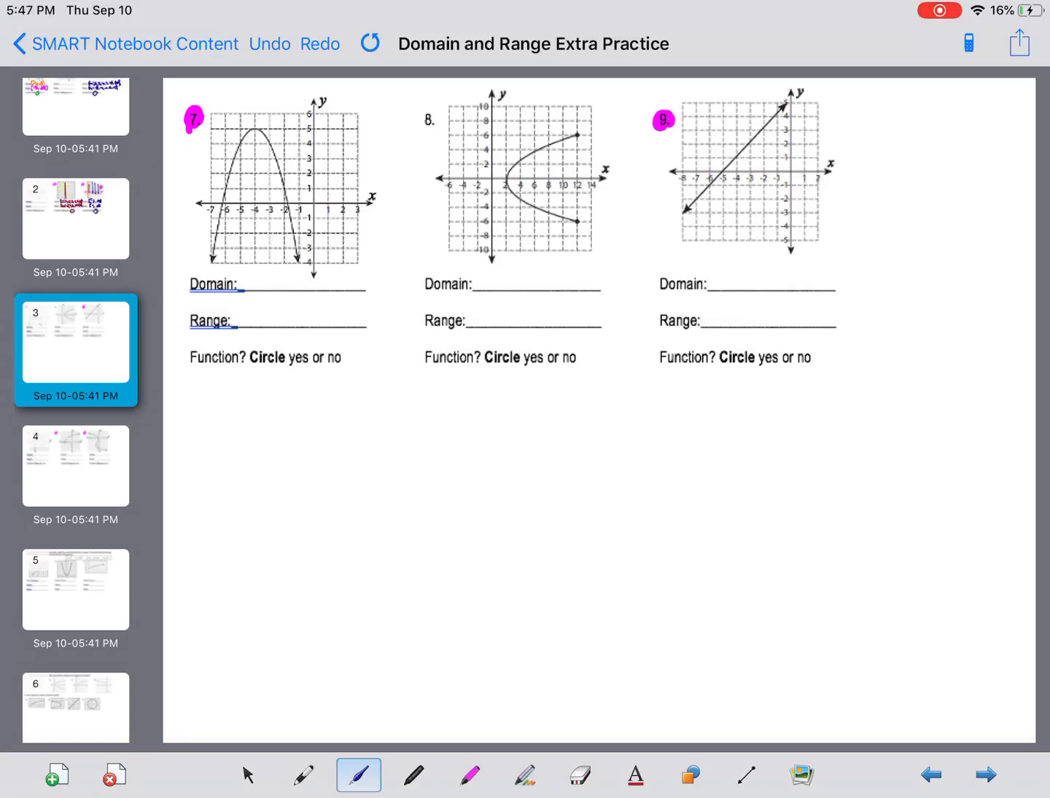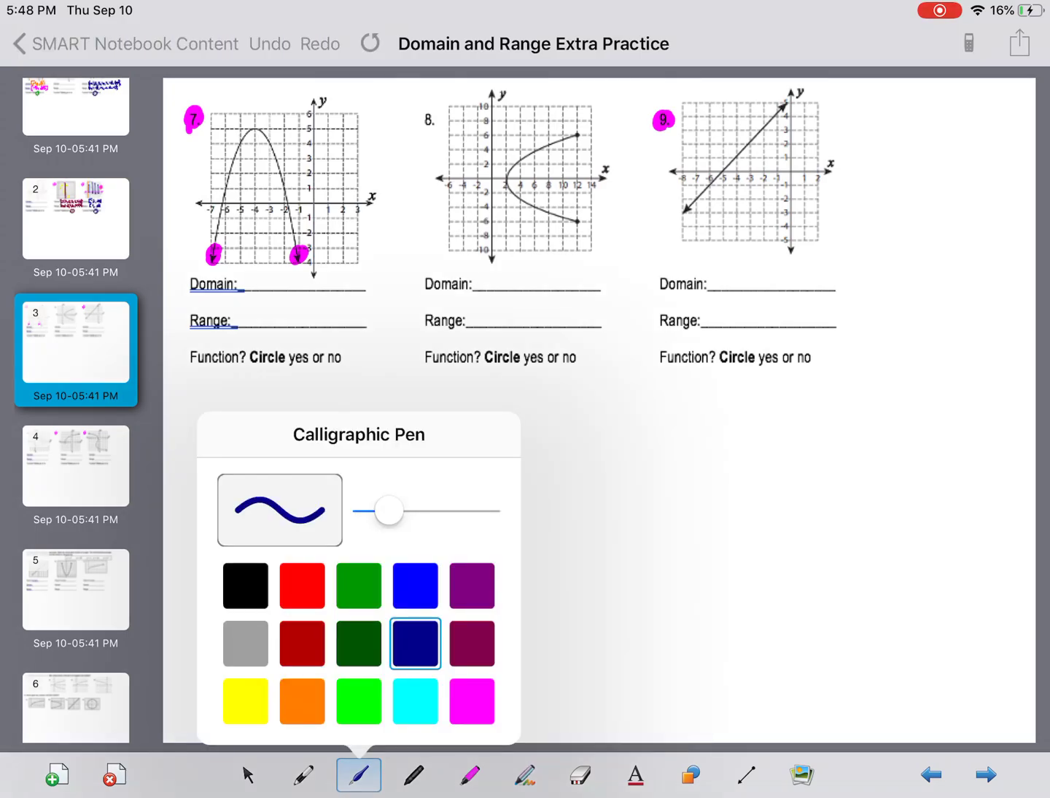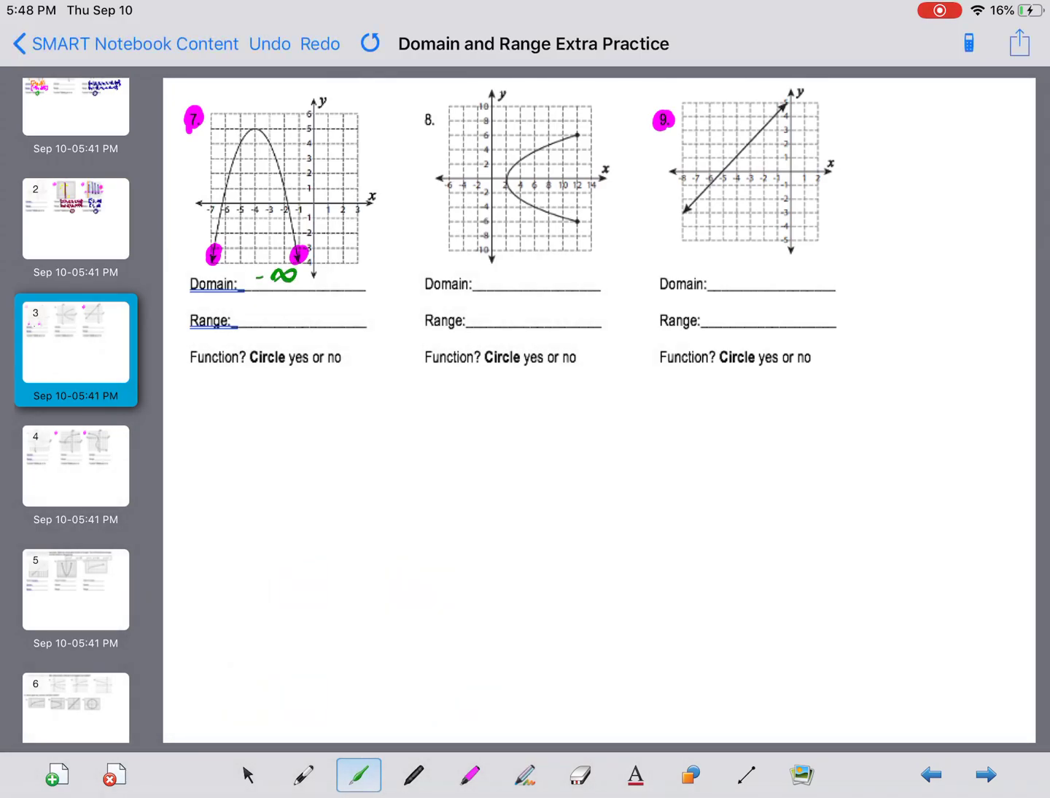If we take a look at 7, we're going to write the domain of this graph. So we're going to go from left to right. Well, I notice on the left there's an arrow, and I notice there on the right there's an arrow. So when there's an arrow on both sides, our domain is always going to be negative infinity to positive infinity every time. And you always put parentheses around infinity.